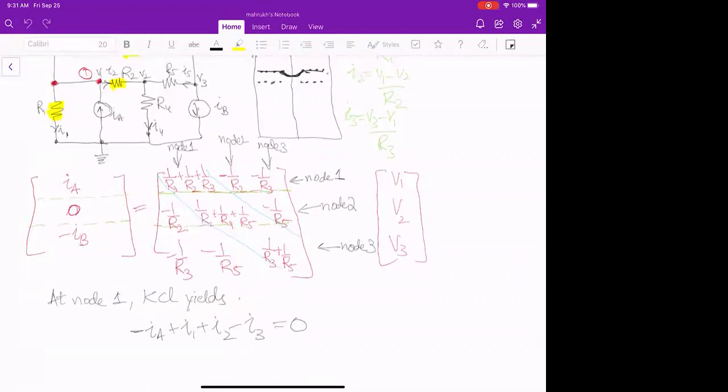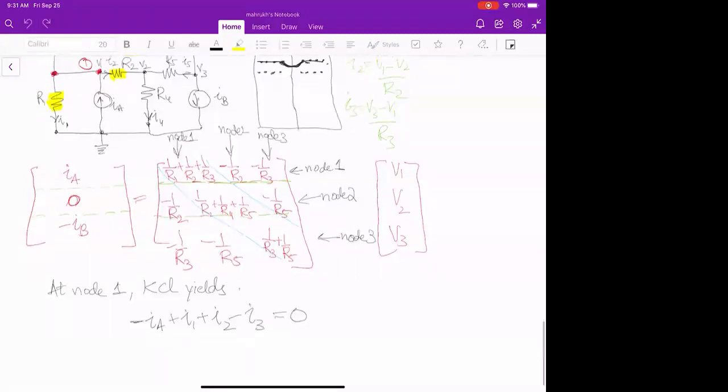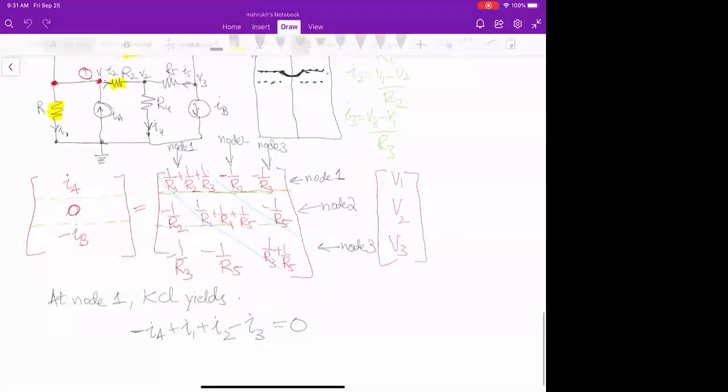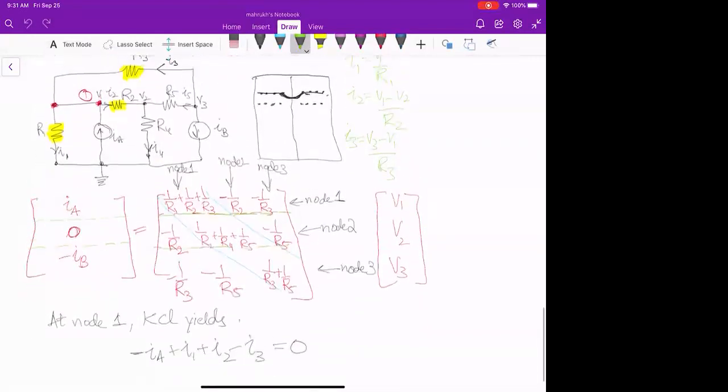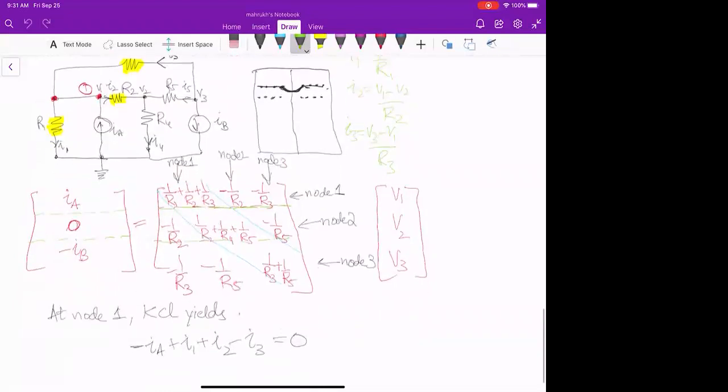So then we said let's try to prove that what we are writing here is fine or not. What I'm trying to do here is prove that what we are getting at node 1 is fine. What we have written till now is minus IA plus I1 plus I2 minus I3 is equal to 0, right? So we have defined our currents, and we will just replace them as we have defined here.